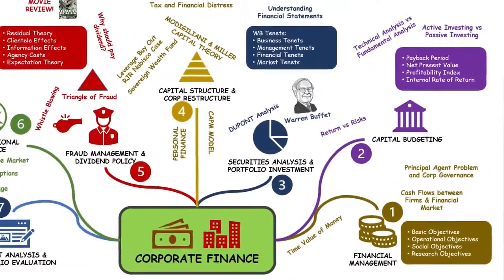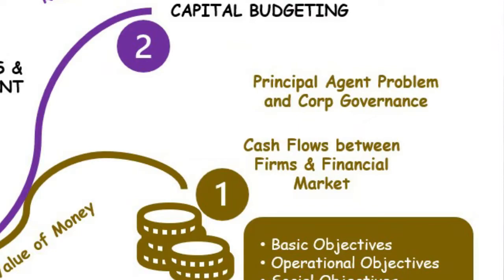And one of the things to minimize the potential problems out of these principal agent problems is governance, or good corporate governance, which will promote transparency, accountability, responsibility, independency, and also fairness, or we simplify it as TARIF.